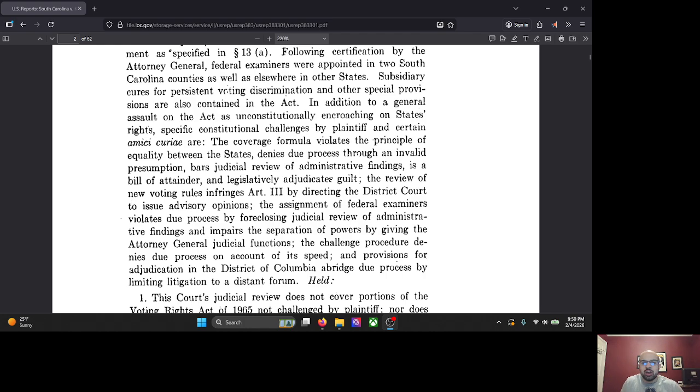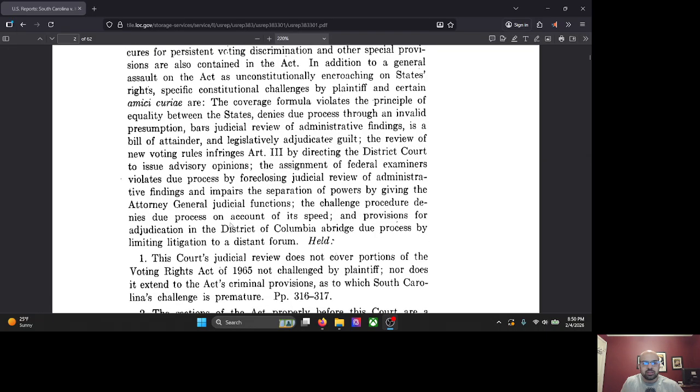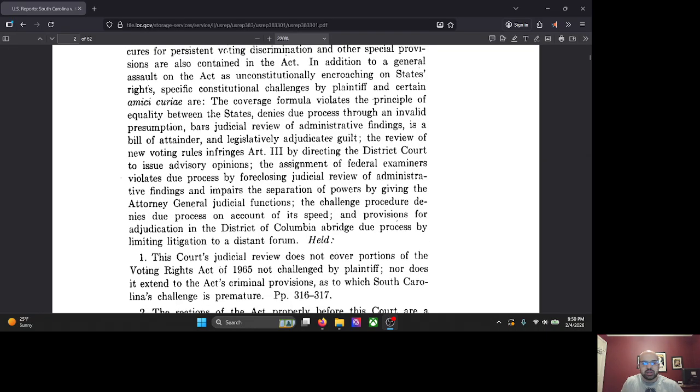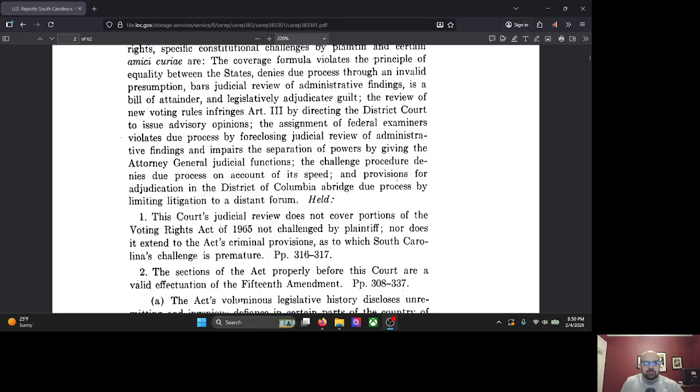The assignment of federal examiners violates due process by foreclosing judicial review of administrative findings and impairs the separation of powers by giving the Attorney General judicial functions. The challenge procedure denies due process on account of its speed, and provisions for adjudication in the District of Columbia abridge due process by limiting litigation to a distant forum.